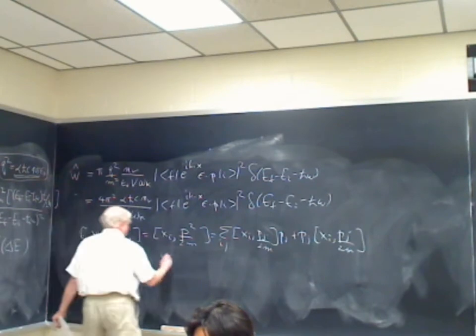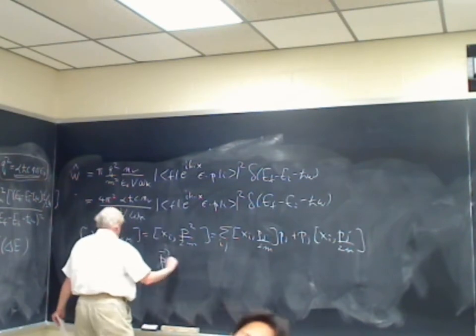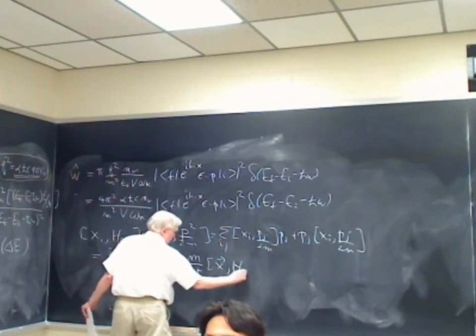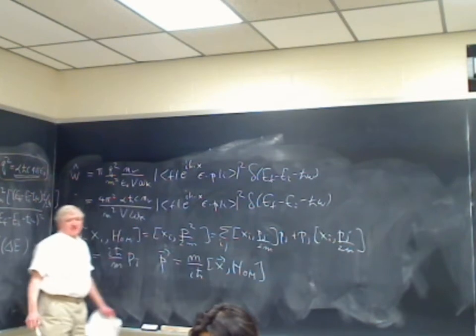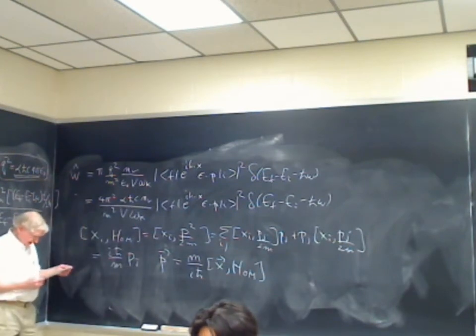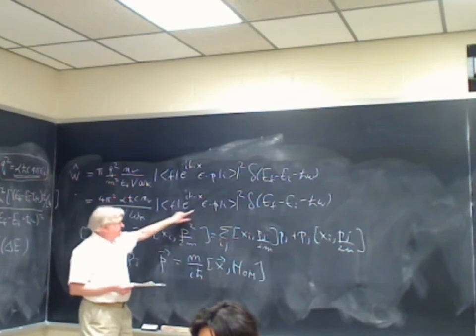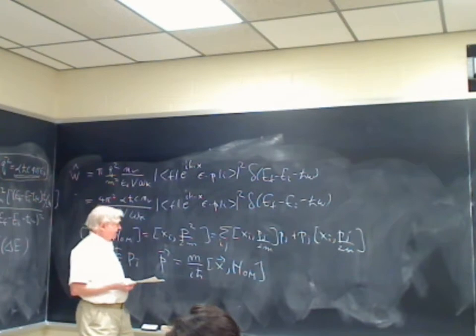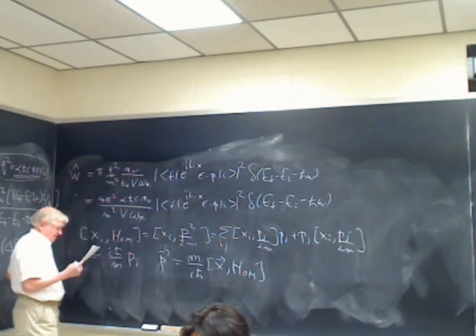So in other words, or to put it differently, p is equal to m over i h bar times the commutator of x with H0 matter. Now the reason that's useful is that these states are eigenstates of H0 matter. However, it's not useful unless we make the dipole approximation, because in the absence of the dipole approximation we have more x's here, which then aren't going to commute with H0 matter. So we're going to make the dipole approximation now.